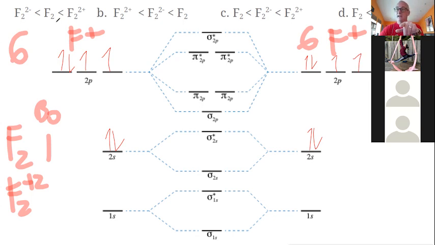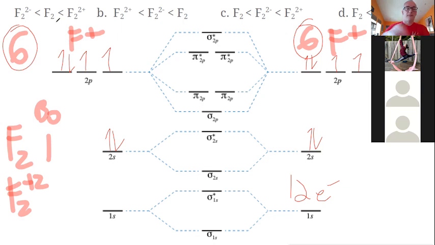So let's start putting in our molecular orbitals. So now I've got a total of 12. I got 6 over here, I got 6 over here, so I have a total of 12 electrons to put in. So where do my first two go? Where do they always go? 2s sigma. Yep. 1, 2. My next two? 2s sigma star. Yep. 1, 2. 2p sigma. Mm-hmm. 1, 2.